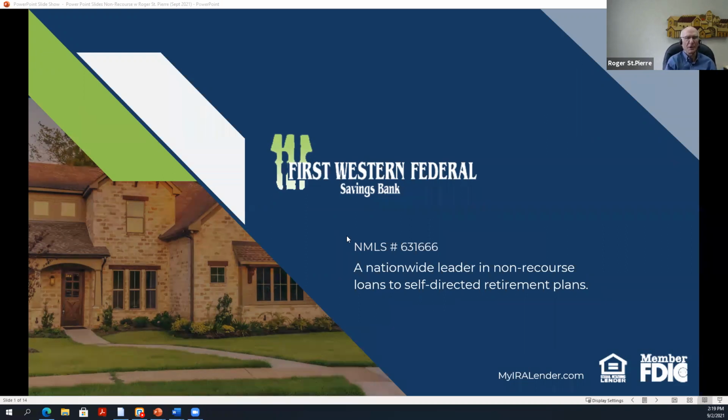So we're used to keeping our loans on our own books because there's no secondary market for a non-recourse loan that you folks will be using to leverage your real estate. You'll need to find a portfolio lender that can keep the loan on their books and provide the financing. So we're a nationwide lender. We lend in every state in the country except for New York State.